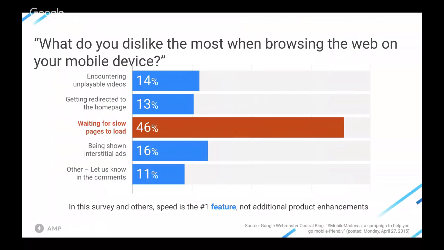So building a fast and well-performing site is the number one feature product managers should focus on, not any other additional product enhancements. Before anything else, you should really be focusing on how to make your website better on any mobile device and connection.